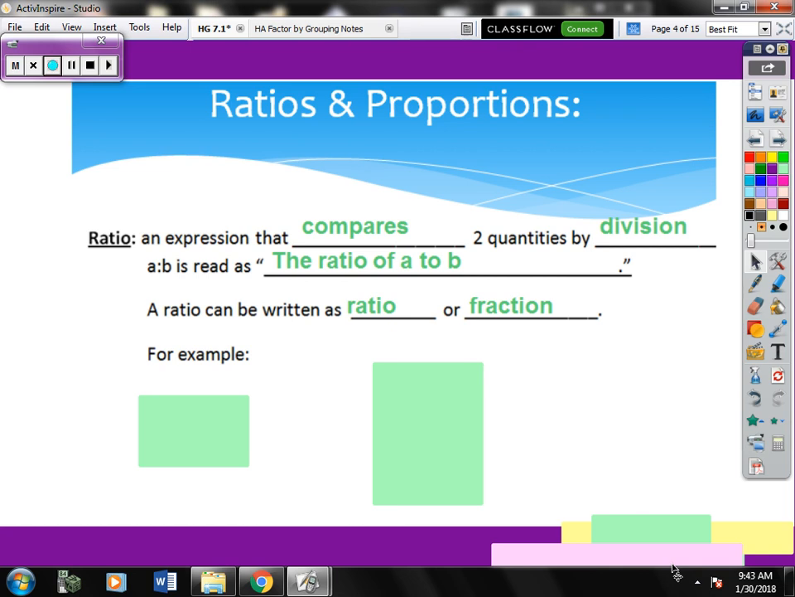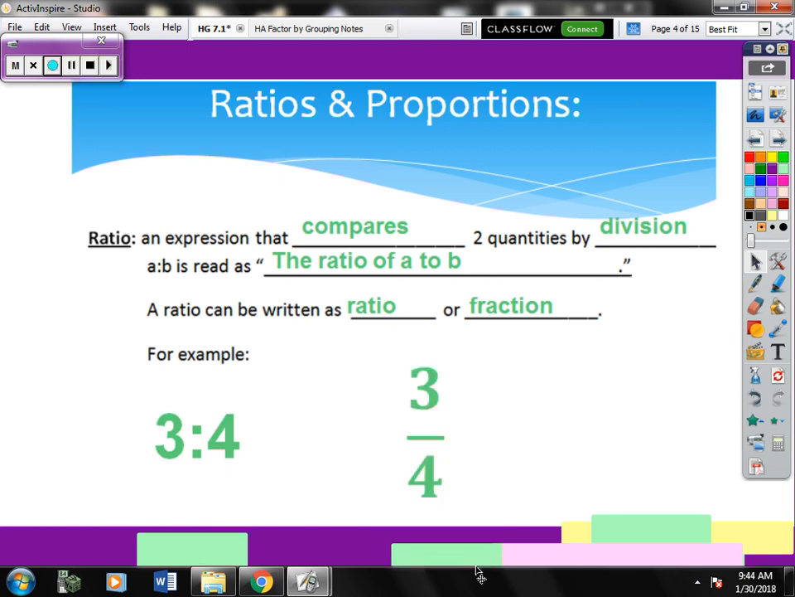Fraction's usually the easiest because you can then reduce it and leave it as a fraction, but if you want to write it in ratio form, you can. So 3 to 4, the ratio of 3 to 4, or 3/4. Those are the same thing.